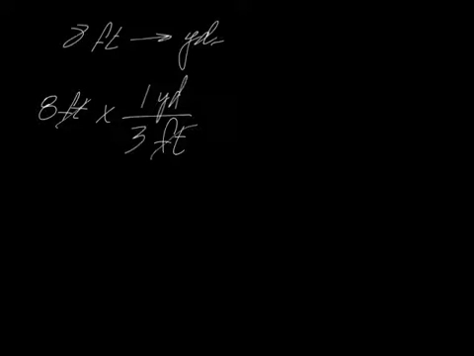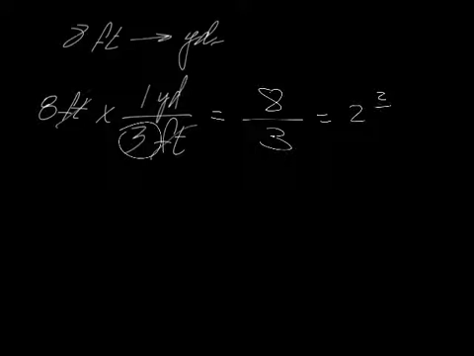And yards is what I was looking for, and that's what I have on the top here, so that means I'm done. So 8 times 1 is 8, and then I have a 3 here. So I'm going to divide that, 8 divided by 3, and I get 2 and 2/3 yards. And again, the ending, my unit of measure here will always be what is not canceled over here. My feet are canceled, my yard is not, so that means it goes here.